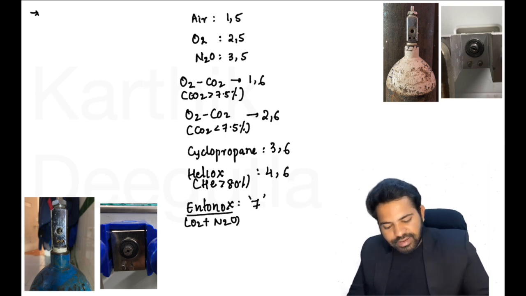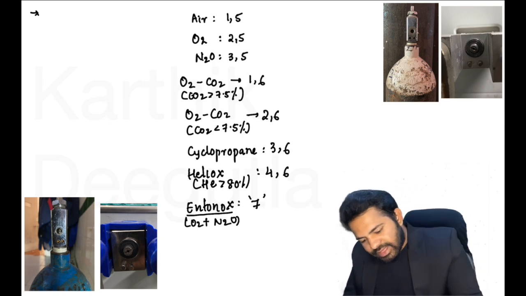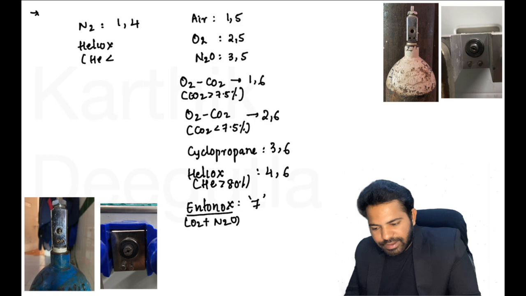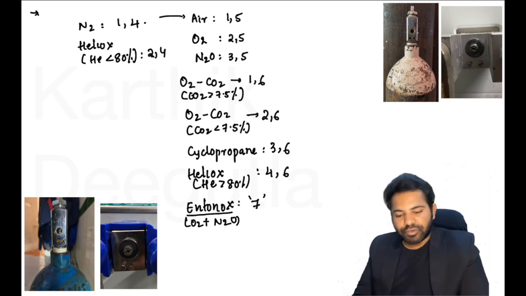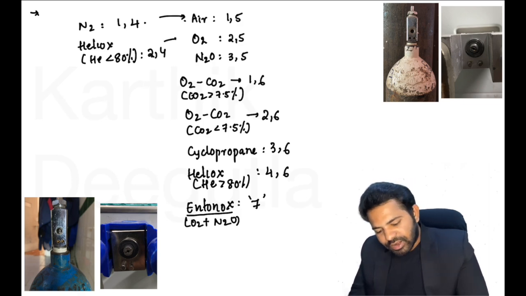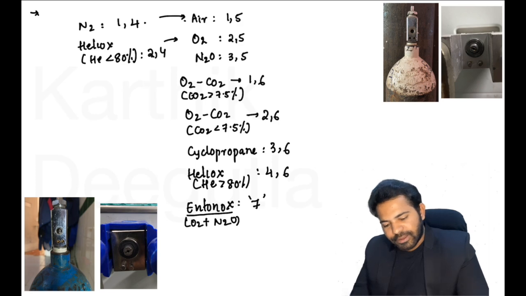The number of letters in entonox is also 7. So easy to remember. Then if you come this side, for nitrogen, the pin index is 1,4. Then for heliox with helium less than 80%, it is 2,4. So 1,4 followed by 2,4. Write 1,4 before 1,5, and 2,4 before 2,5.